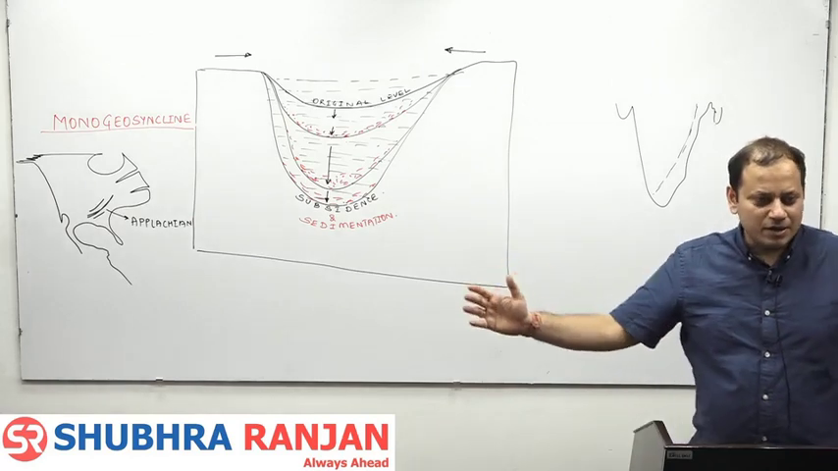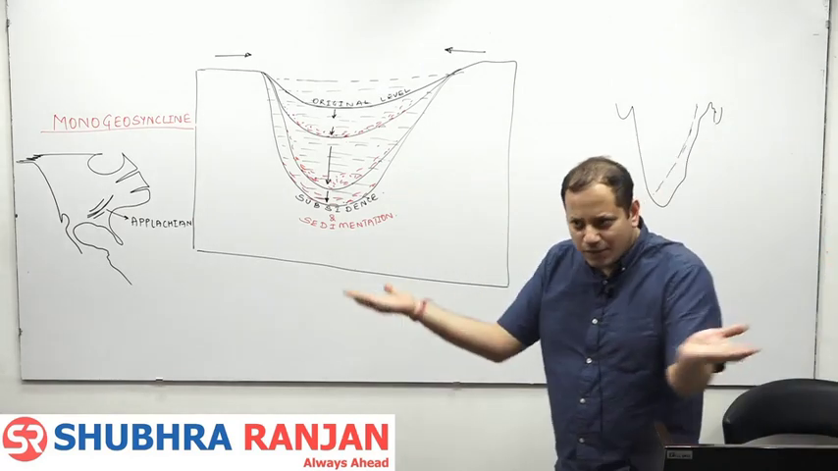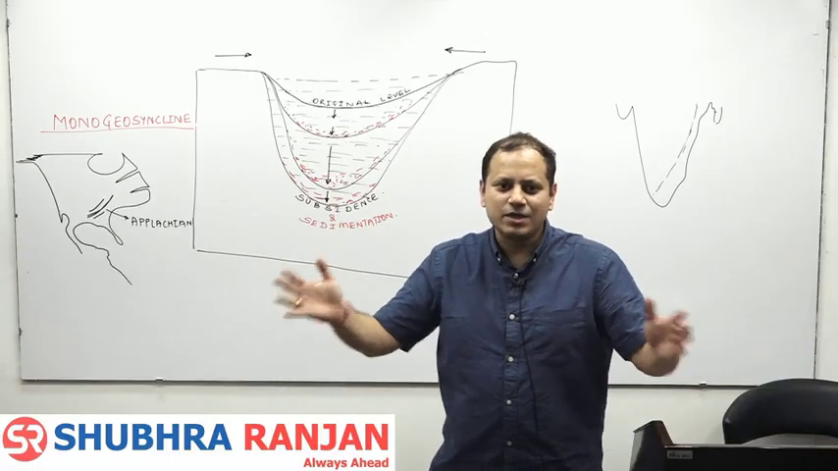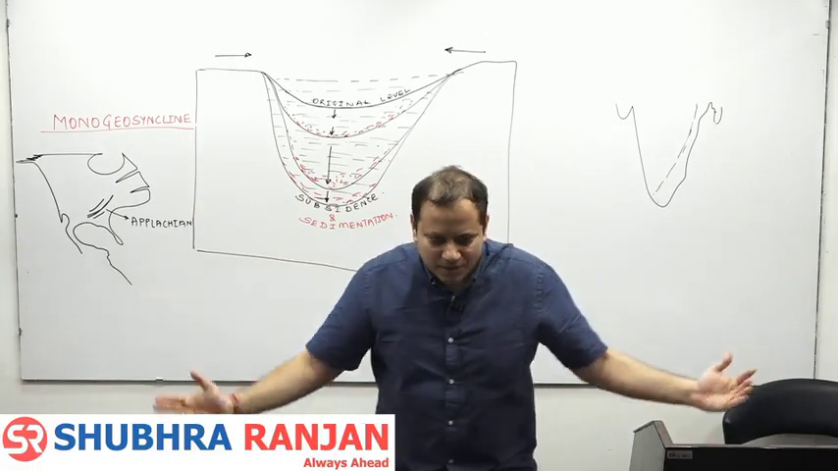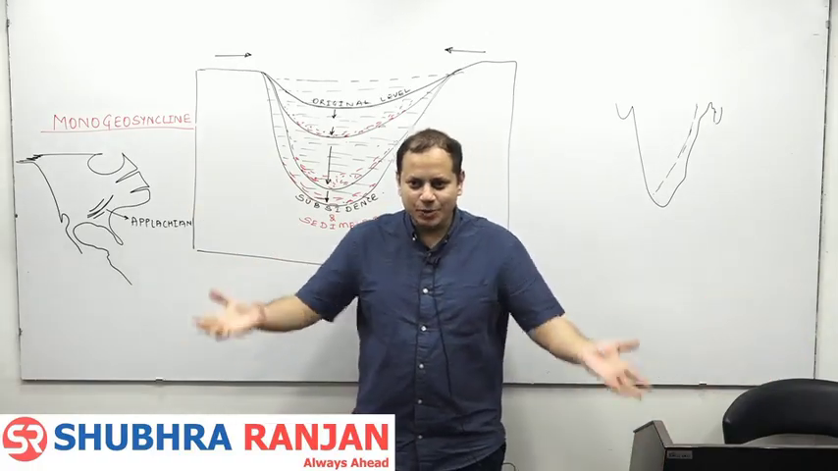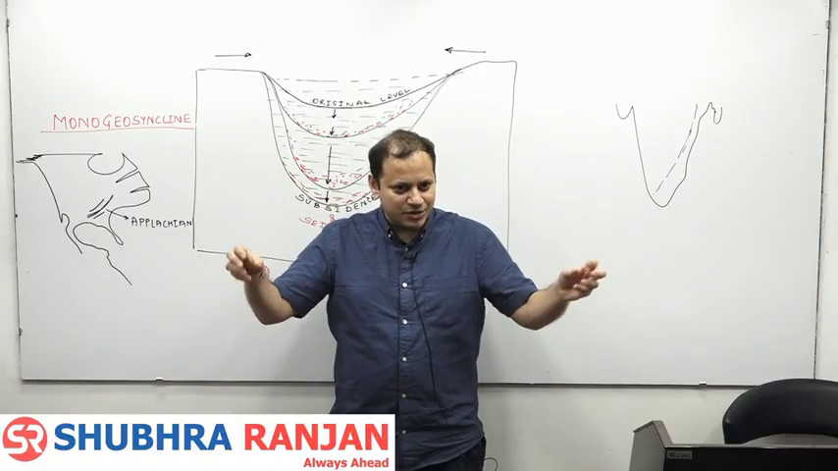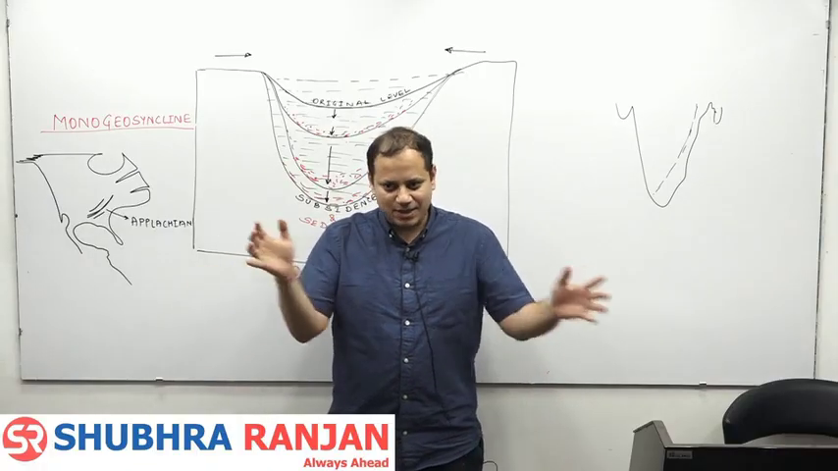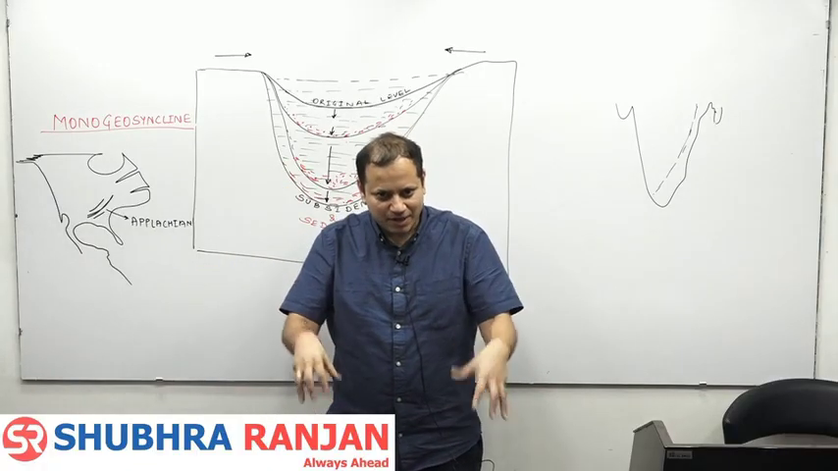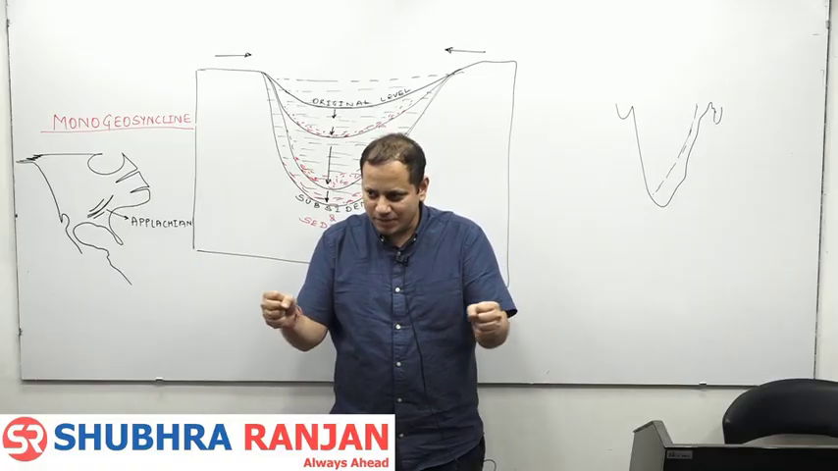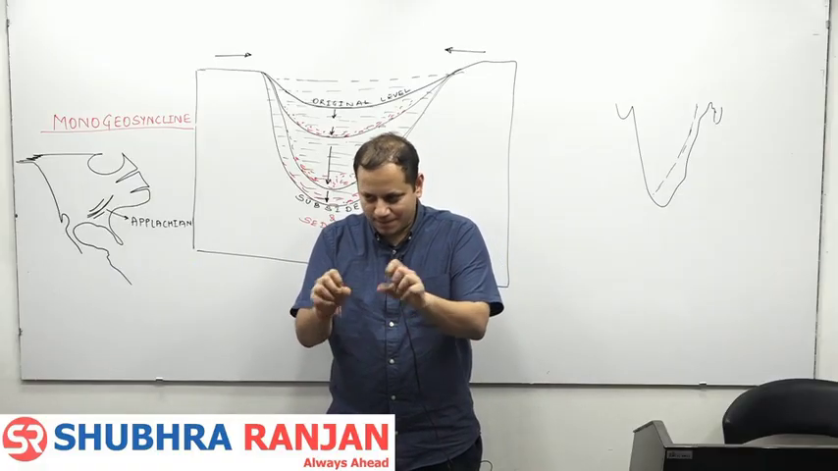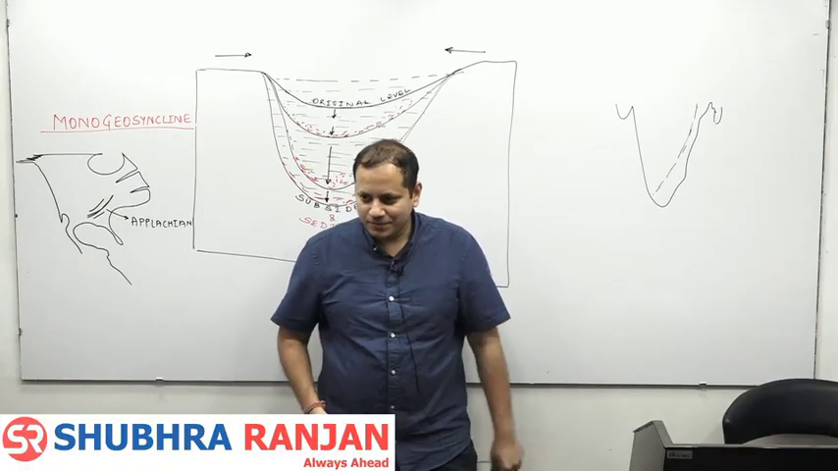क्योंकि you have to understand, जितना shallow is a geosyncline, उतना less will be the height. जितना deep is the geosyncline, उतना more will be the height. क्योंकि shallow geosyncline में less sediments, less folding. Deep geosyncline में more sediments and those more sediments will be folded. ठीक है? Right?